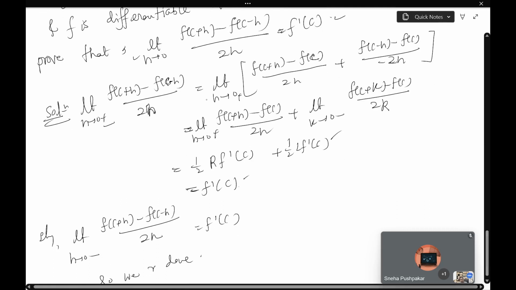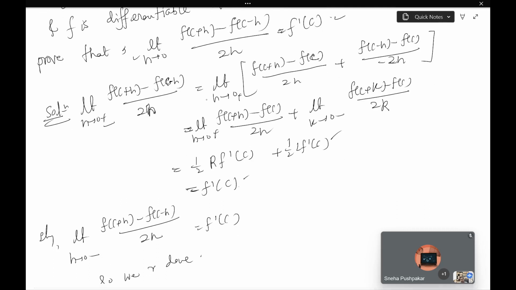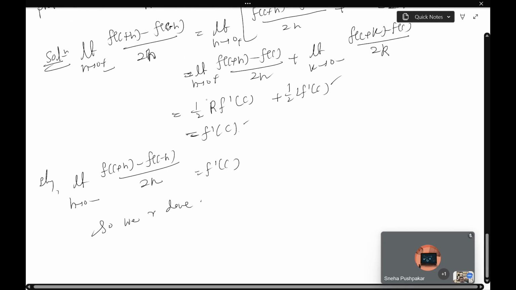And similarly, this technique tells that the limit h goes to 0 minus of f of c plus h minus f of c minus h by 2h is equal to f dash c. So we are done. Do you understand? Yes, sir. Now got it.